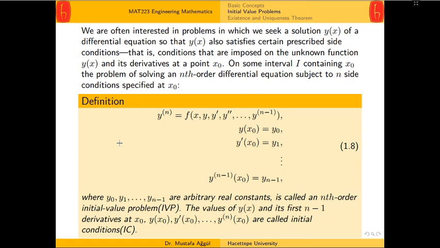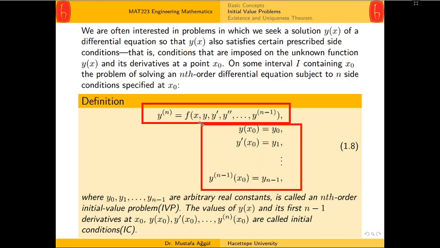Now we will see also the differential equation and also some initial conditions like that. So for this particular problem, we'll say this is an initial value problem, IVP. Okay, so an initial value problem can be prescribed like that.